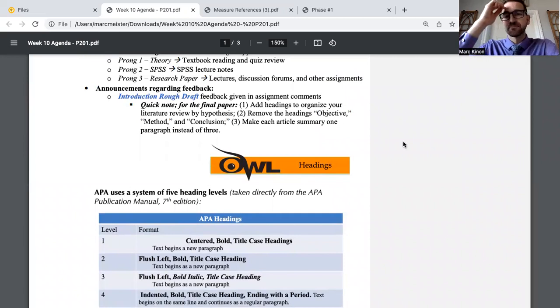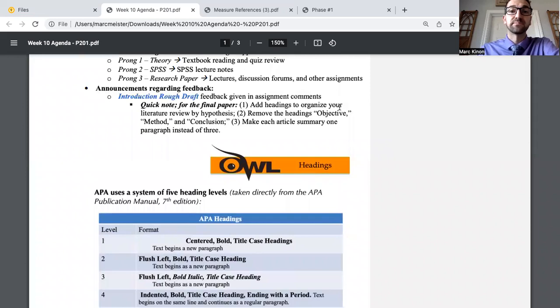The second thing is, I want you to remove the headings of objective, method, and conclusion from your article summaries. Early on, we used those as placeholders just to make sure that you knew that you had to put in an objective and a method and a conclusion, and so I could easily find them. But we've moved past that now. So for each of your article summaries, you take out those headers, and now each article summary will be one paragraph instead of three, as it was before.